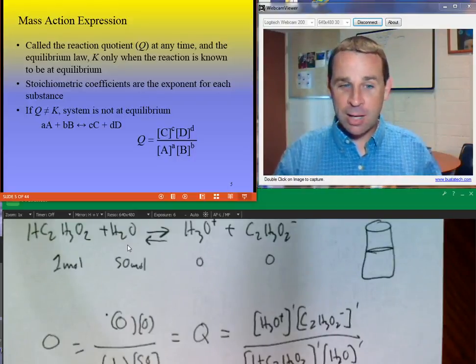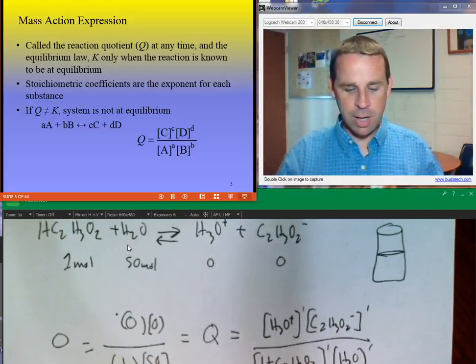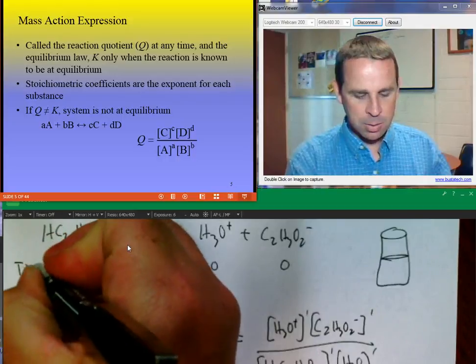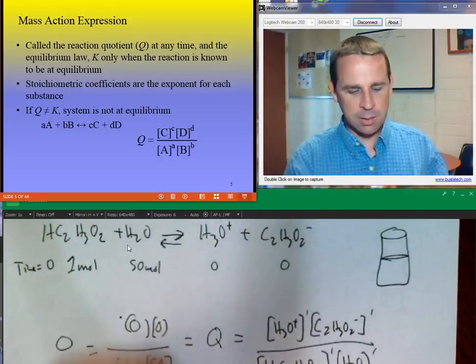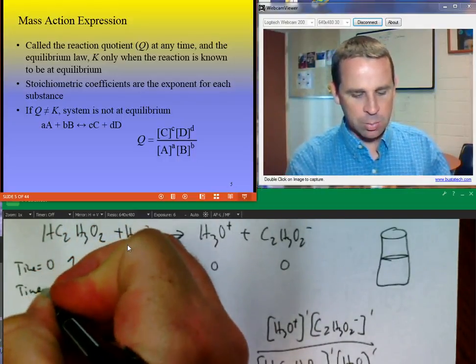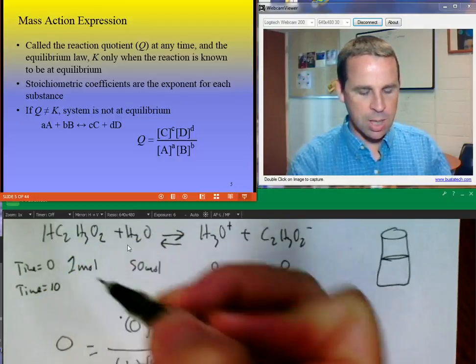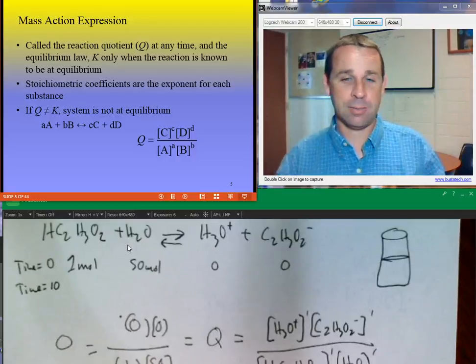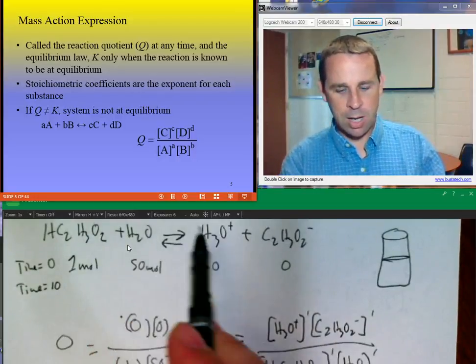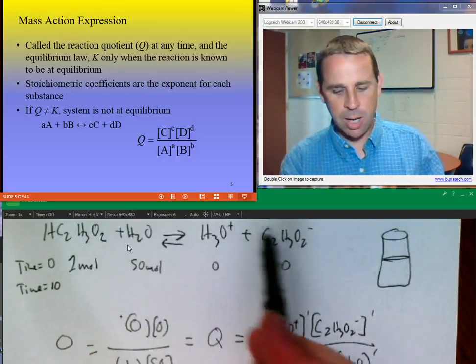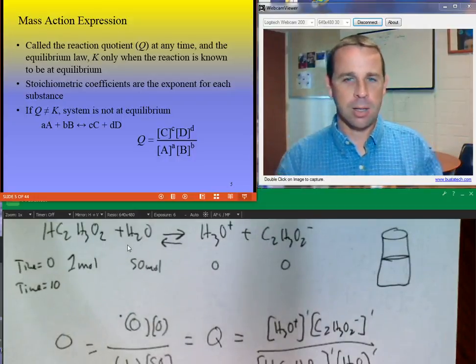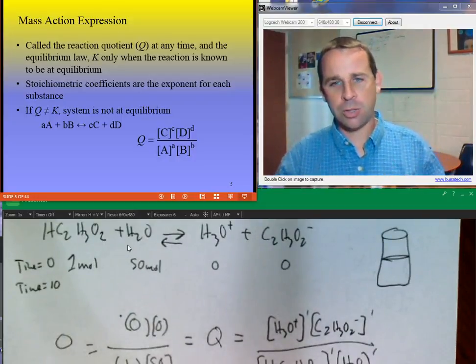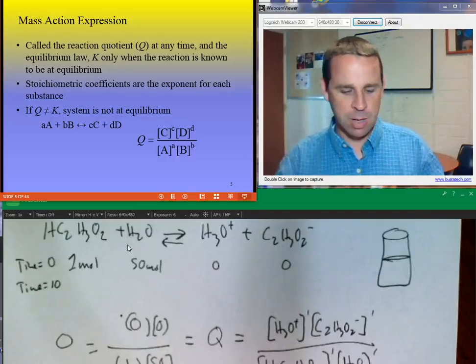Now, if I let the reaction go for a while, so this is time equals 0, meaning at the beginning of the reaction. If I let the reaction go maybe 10 seconds or 10 minutes or some value, then everything equilibrates, right? So some of this reacts to form products. These products react to form more reactants, right? They go back and forth until their concentrations become stabilized, right?